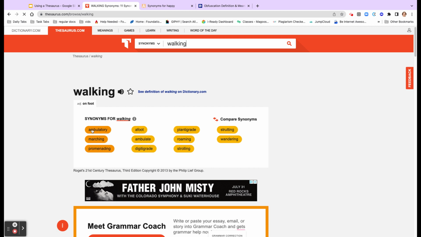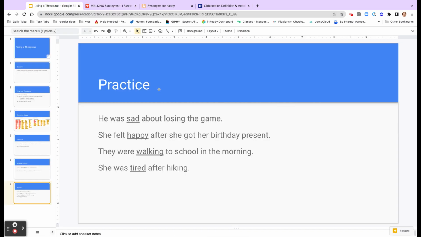But here are some different words than walking. It's boring to say the kids were walking to school. You can say they were strutting to school if they were proud of themselves. They were wandering to school. They were marching to school, like maybe their parents were like, "You've got to go." You can change those words around and have a little bit of fun with them. And again, build your vocabulary while impressing your teachers.